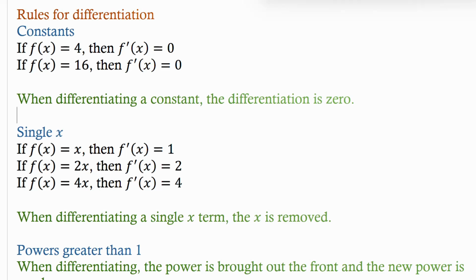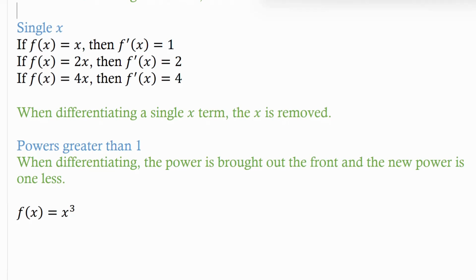Now, if we do have a single x, so if f(x) equals x, then the derivative of that would be 1. There was 1x, now there's only 1. If I differentiate another function, 2x, its derivative is 2. And for a third one, f(x) equals 4x, when I differentiate that, it equals 4. So the common trend is that when you're differentiating a single x term, the x is removed. x became 1, 2x became 2, 4x became 4.